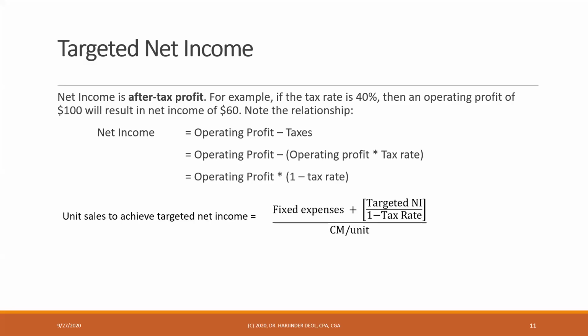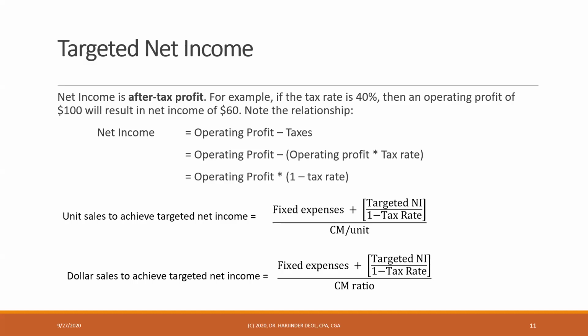So if we are looking to calculate the unit sales to achieve our targeted net income, then we will first take our targeted net income divided by 1 minus the tax rate, then add on our fixed expenses and divide the total by the contribution margin per unit. If we intend to calculate the dollar sales to achieve for targeted net income, then we will take the same numerator but divide that by the contribution margin ratio.